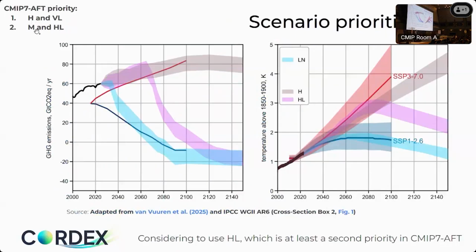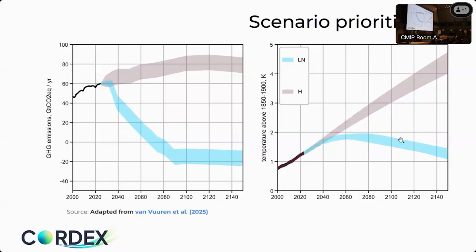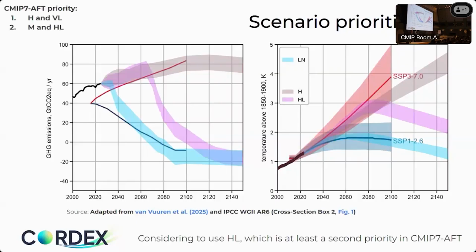And second priority is the medium and the high to low, which is this pink one here, which is an overshoot, but a very late overshoot that only goes down by the end of the century to right below 3 degrees. And we were considering to use before this other one down here, which is the overshoot reaching nearly 2 degrees and then going back to 1.5. And this is not prioritized at all at the moment, I would say, but maybe somebody can correct me if I'm wrong about this priority. Maybe it's a confusion about who prioritizes what, but yeah, thanks.